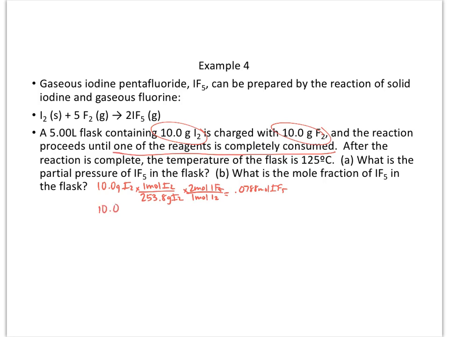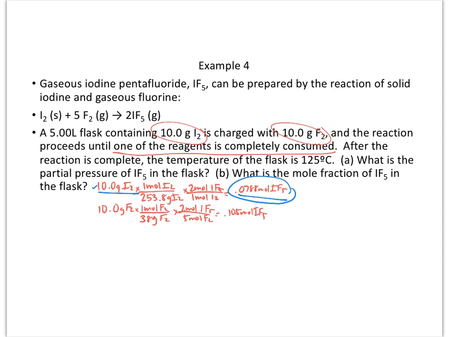And then here's my other reactant, 10 grams of fluorine. And my mole ratio. And that gives me 0.105 moles of IF5. Okay, so since the iodine gave me less of a product yield, that means that the iodine was my limiting reagent. So this is the actual amount of IF5 that I can make, because for the other, there's just going to be excess fluorine left over.